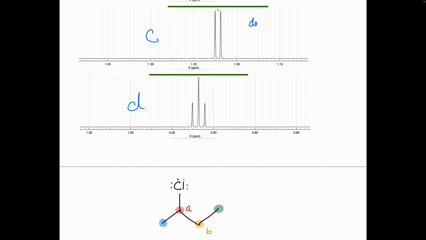All right, peak C is a doublet, meaning that there's only one hydrogen neighbor. And peak D is a triplet, meaning that there are 2 hydrogen neighbors. All right, so then this one over here is which one, C or D? That one would be C. Its next door neighbor A has only 1 hydrogen. And this one would be D. Its next door neighbor B only has those 2 hydrogens.